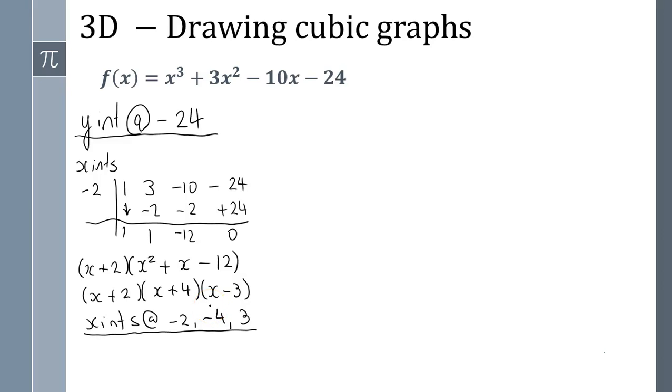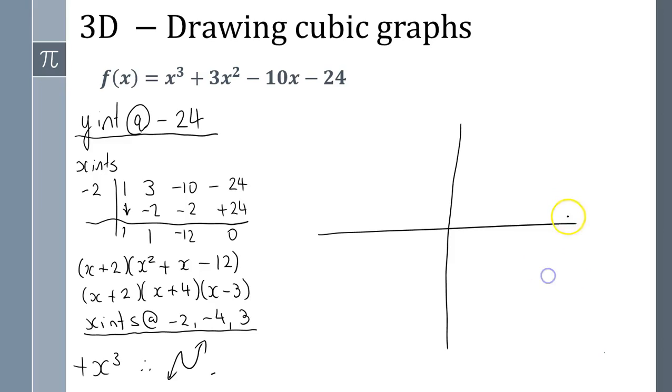Okay, so we've got our y-intercept, we've got our x-intercepts. Our x cubed is a positive, therefore the graph's going to have that kind of shape. There's no point of inflection because it's not in turning point form, so we're ready to graph. So Cartesian plane first, put in all your information.